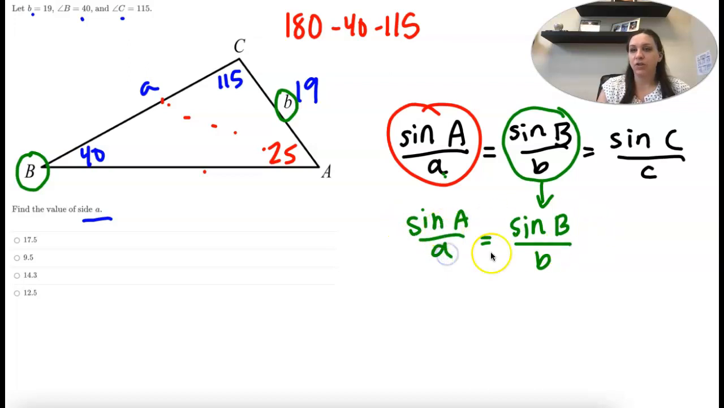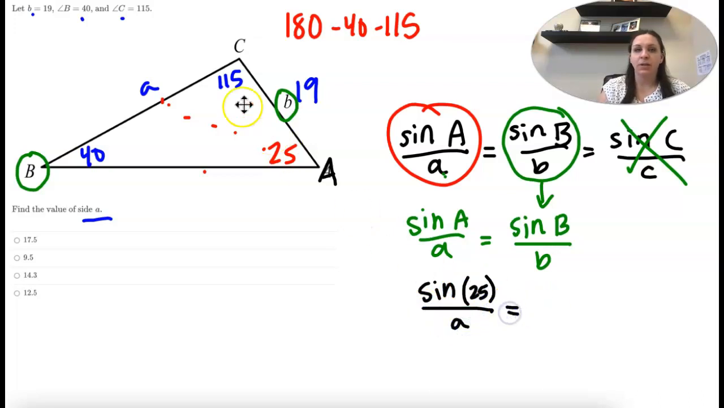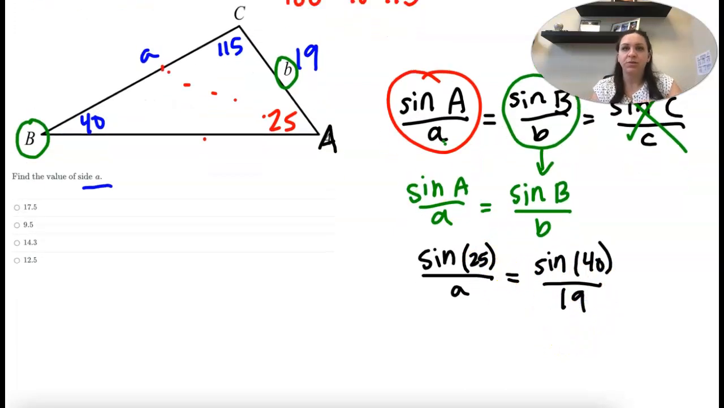So once you have the two that you're using picked out, you have to fill in three numbers. So let's do that. Sine of A, angle A, big A is 25. Side, little a is what we don't know. Big B is 40. Little b is 19. So see how I put a number for this, and this, and this, and this is what I'm solving for. You have to have 3 of the 4 filled in in order to use this. Okay, so now we're going to solve.